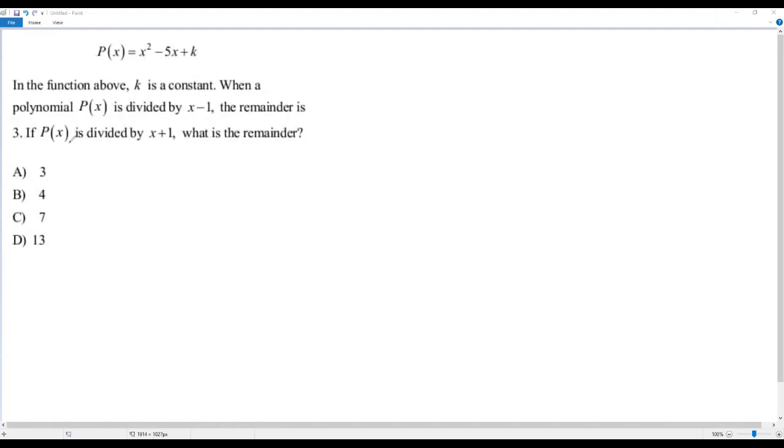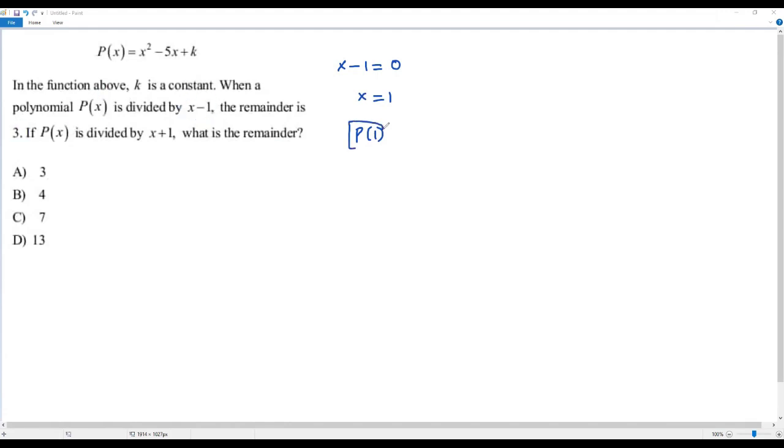Okay, this problem is based on the remainder theorem. Here P of x is divided by x minus 1, so the divisor is x minus 1. Now, we can equate this divisor x minus 1 to 0 and solve for x. When I solve for x, I'm getting x equals 1. According to the remainder theorem, when I plug in this 1 for x into the polynomial function, that is P of 1, this P of 1 represents the remainder when P of x is divided by x minus 1. But we already have that remainder, which is 3.